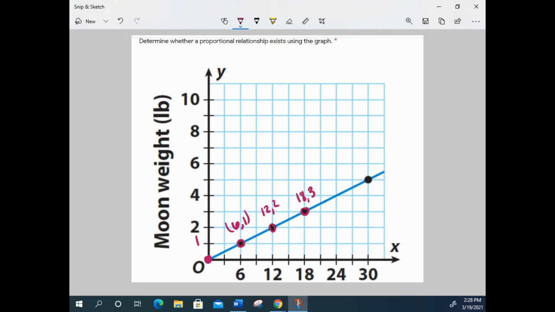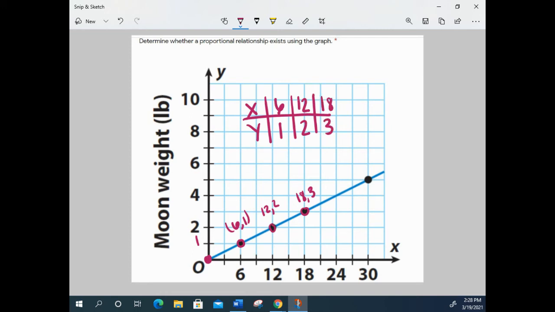And let's just say I wanted to go ahead and make one of those ratio tables like we had before. I'm just going to kind of do a makeshift one. Remember, your first value represents x because we are going along the x-axis first. So that's a 6, and the y was 1. And then we had a 12 and a 2 and an 18 and a 3.